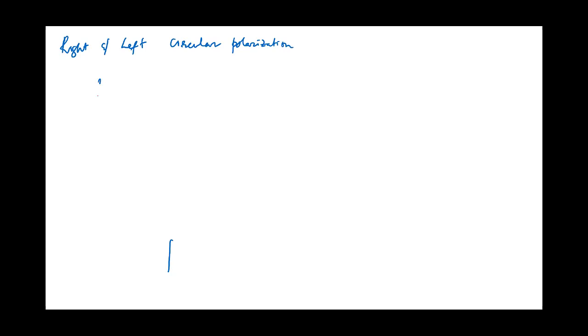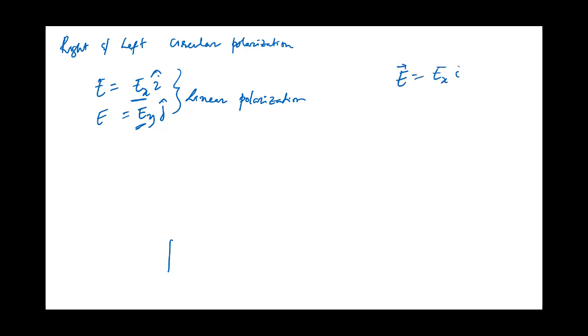Because you could have, say, electric field to be just along the x-axis, or you could have it to be just along the y-axis, right? These are linear polarizations, meaning the electric field is oscillating along only one direction. But what if I make the electric field Ex i plus Ey j, two different components, right? So instead of x or y, electric field is oscillating along both x and y.